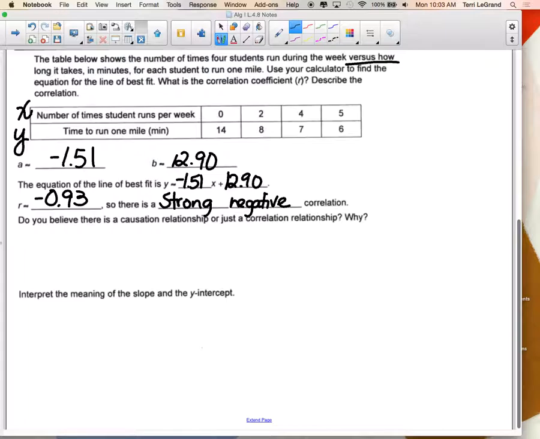Okay, if you can't get it, here's what you can do. Just go to your y equals screen and type in that equation we wrote there. Negative 1.51x plus 12.90. That'll be faster. If you didn't get it to work the other way, it's okay. And now press graph. It should draw a line of best fit going through the graph for you.